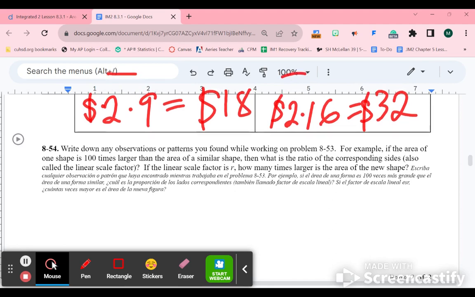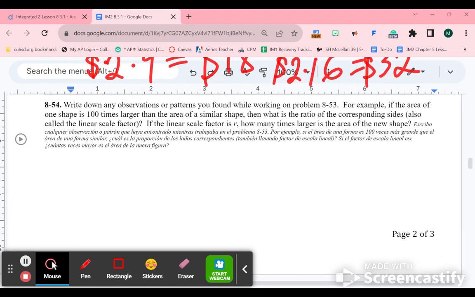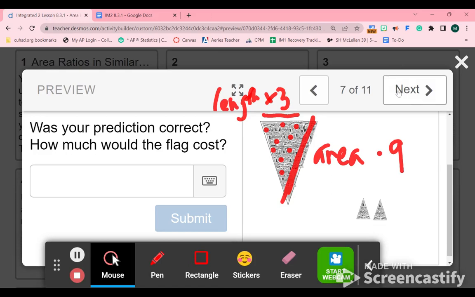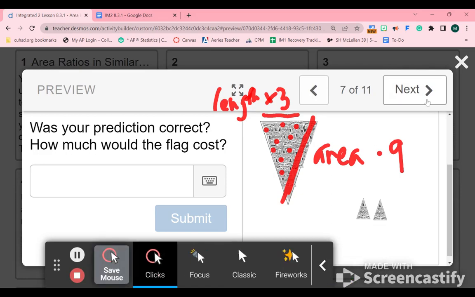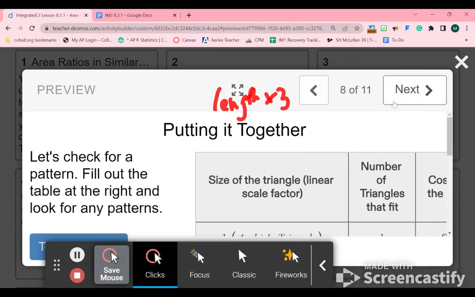We should write down any observations we have. Oh, would you know it? There's a Desmos screen for that. Next. Let's clear this.